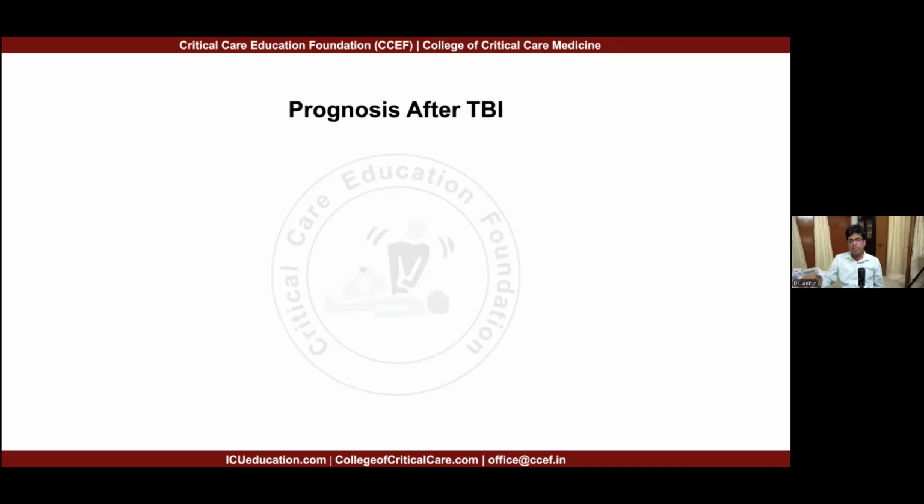Now, prognosis after TBI. A lot of criteria are there: MRI, CT, low GCS, comorbid conditions. But whatever the literature says, in the end, in traumatic brain injury, it's very, very difficult to predict either a bad outcome or a good outcome. So a multidisciplinary team approach, and discussion with the family of the positives and negatives, should be done.